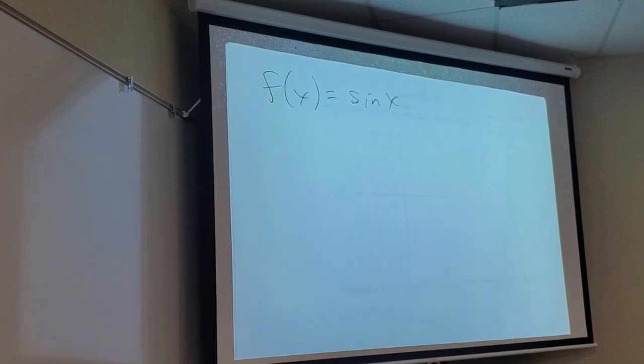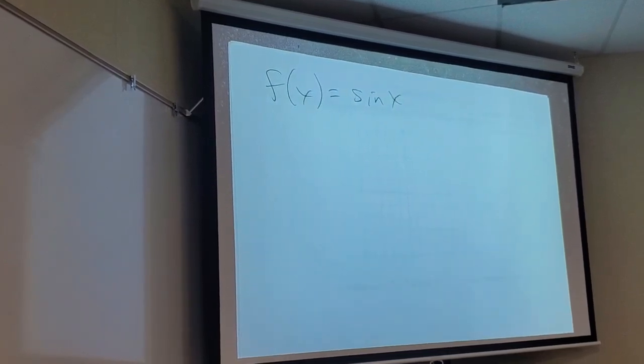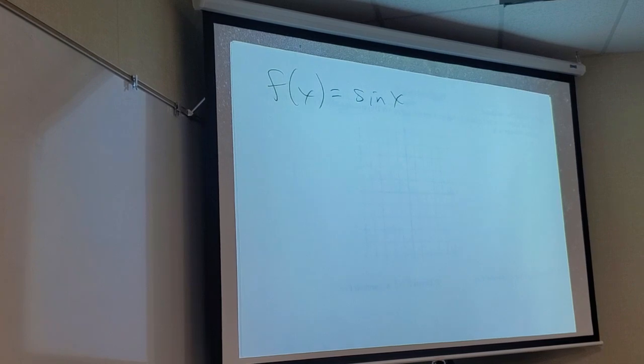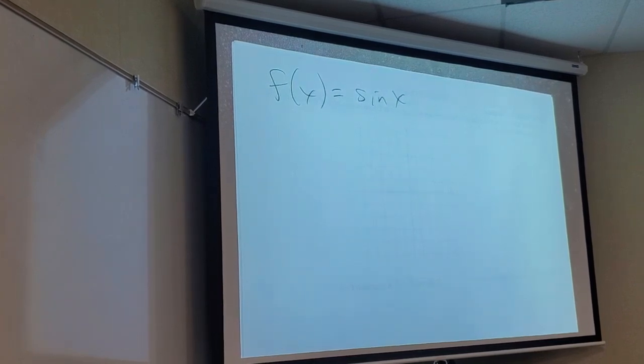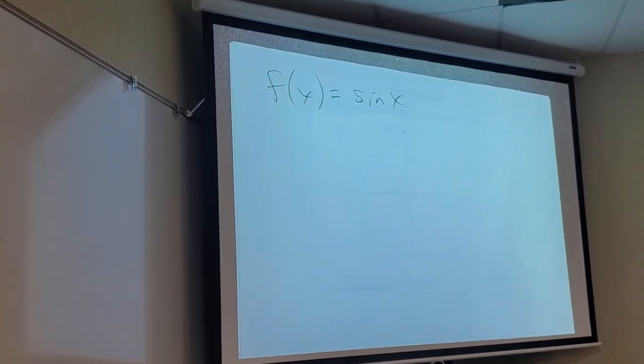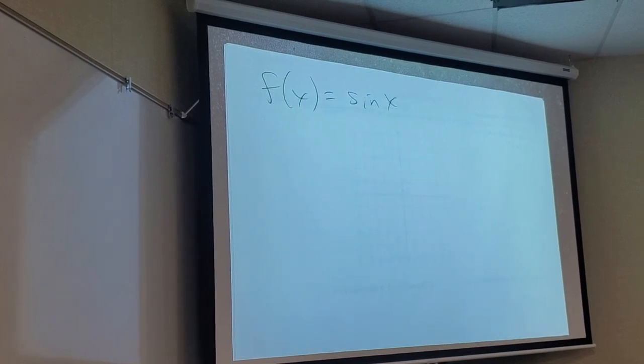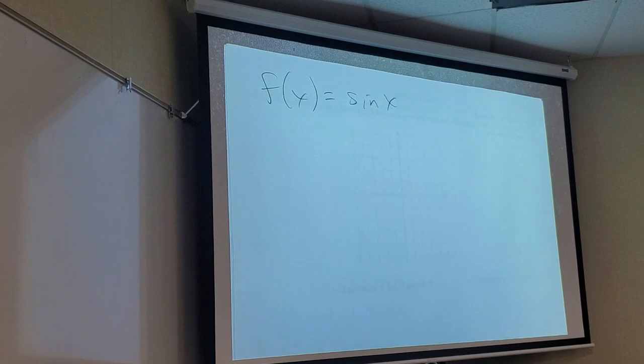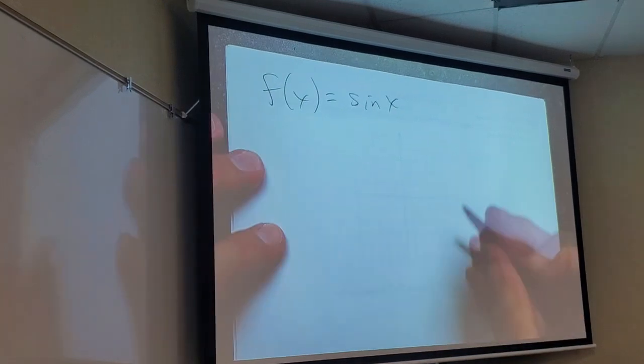Whenever I'm faced with a function that I have no idea what it looks like, and I know some of you know what this looks like, but let's pretend we have no idea, what do I create to help me graph this? Any function, if you don't know what it looks like, how do you graph a function? You plot points. So I'm just going to make an XY table.